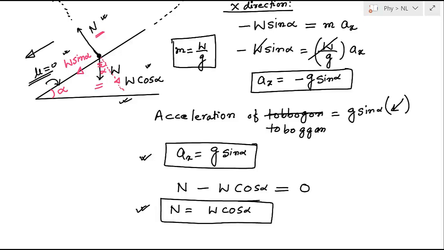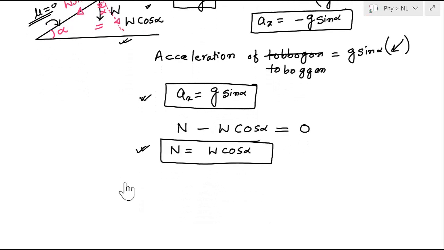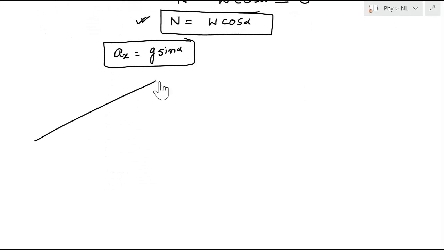Let us see some special cases of ax. We calculated ax is equal to g sin alpha. So this is the acceleration value. Now let us consider some special cases. So this is my incline and this is angle alpha and this is the acceleration, that is g sin alpha.